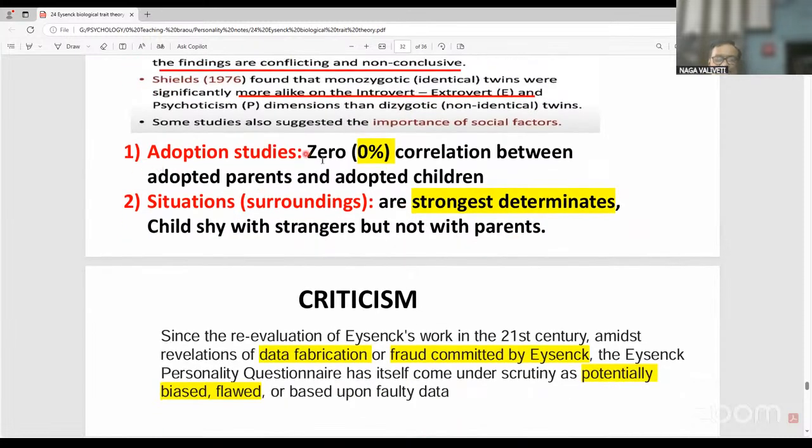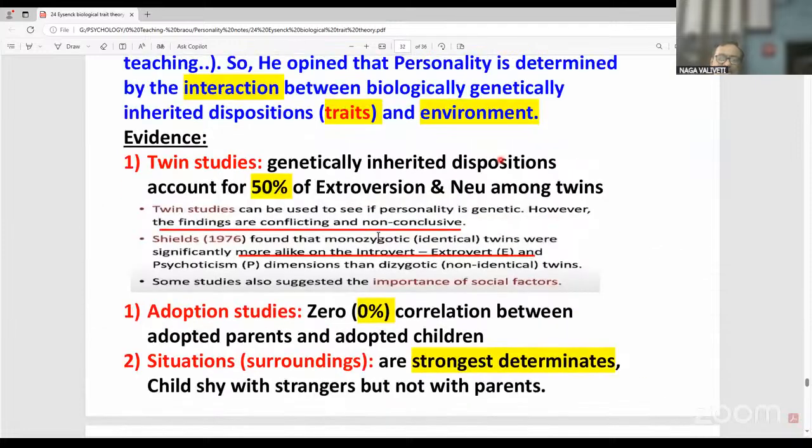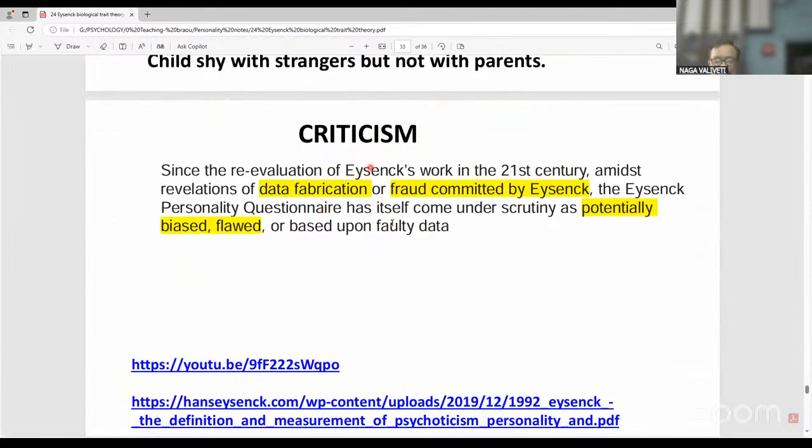So in adoption studies, if two children are adopted children, there will be zero correlation in terms of this trait. And the situation is the strongest determinant. This is how he explained the theory. Criticism is that he used very bad means of concocting the data. Even though he has a reputation of giving a more integrated, holistic approach to personality theory, he fabricated data and people passed bad remarks because of the fraud committed by him.